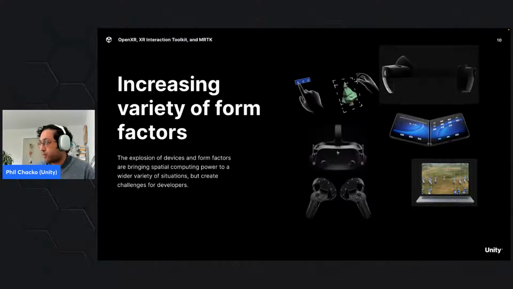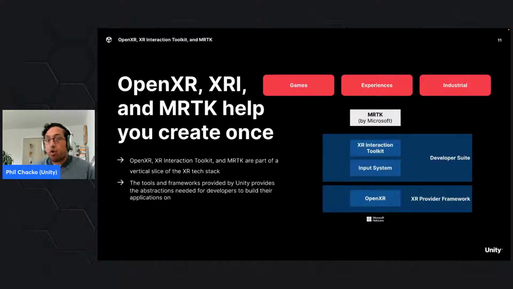Most of us have phones in our pockets. We don't yet carry around AR glasses everywhere. So we've got content. This explosion of devices and form factors is bringing spatial computing power to a wider variety of situations, but they create challenges for you as developers. OpenXR, XRI, and MRTK help solve this problem. They help you create once and be able to deploy to a variety of these different form factors.